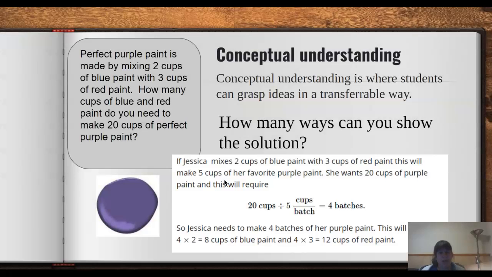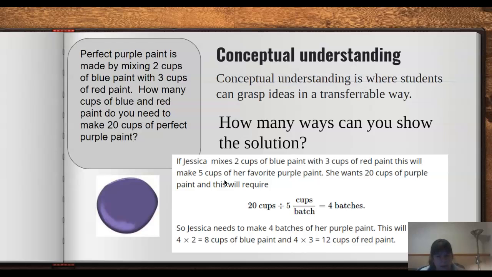With conceptual understanding, it's the idea of where students can grasp ideas in a transferable way. So we're wanting that big picture for our students. This brought to mind a question that I found in, I believe, Illustrative Mathematics. It was talking about purple paint. The perfect purple paint is made by mixing 2 cups of blue paint with 3 cups of red paint. How many cups of blue and red paint do you need to make 20 cups of perfect purple paint?